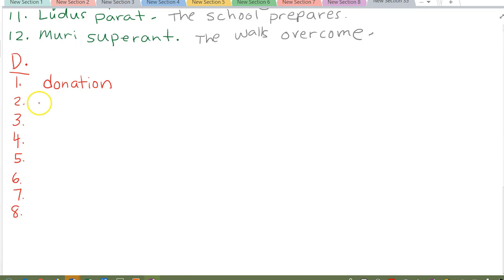Number 2, a blank modifies a verb. A blank blank modifies a verb, adjective, or another adverb. So that is the word adverb. An adverb modifies.